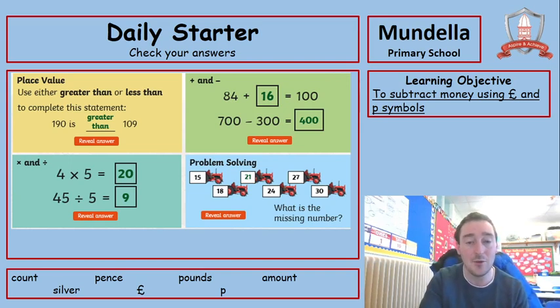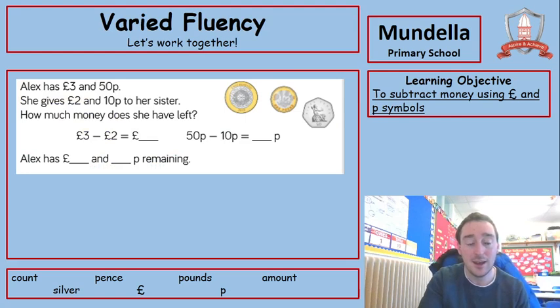Okay, let's have a look at what we were doing yesterday. And let's have a look at how we do it together. So, Alex has £3.50. You can see that there. We've got a £2 coin, a £1 coin, and a 50p. So that's her money. But she's going to give £2 and 10p to her sister. So how much does she have left? See what you can think of there.